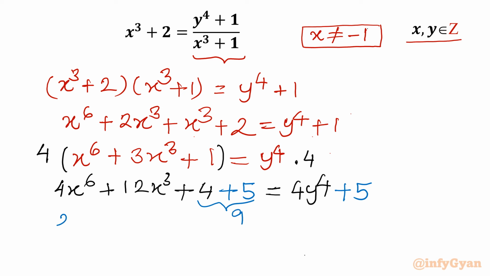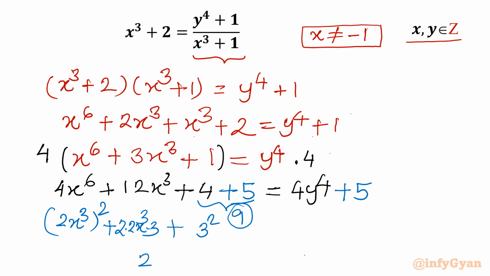Now you can think about this: the first term is 2x cube whole square, the last term now will become 3 square. Now the central term, if it is twice ab, so 2 times 2x cube times 3. Is it matching? 3 times 2 is 6, 6 times 2 is 12, 12x cube. Yes. So the left hand side now will become one perfect square. So it will become, ultimately, 2x cube plus 3 whole square.